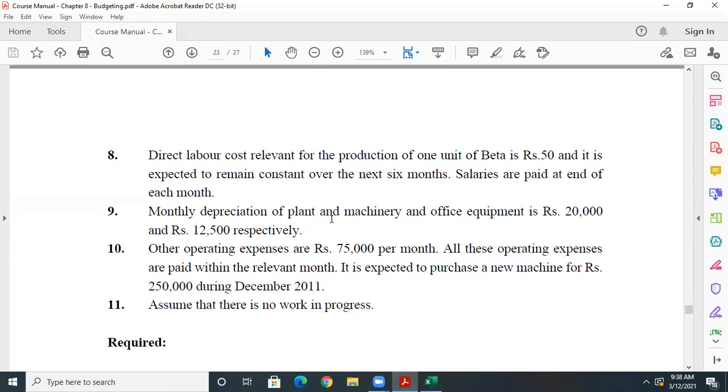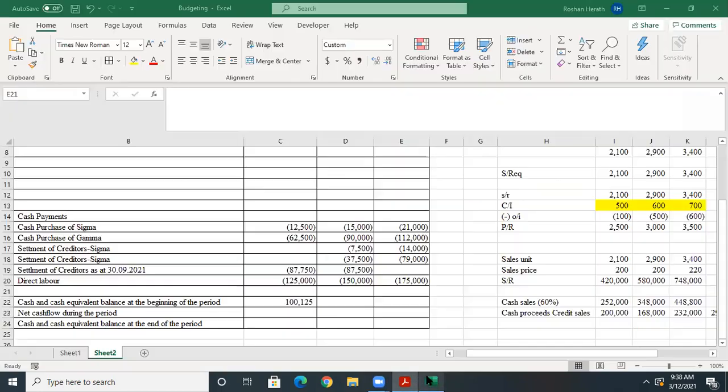The next month depreciation of plant and machinery is given. It is irrelevant because those are non-cash items. Non-cash items අපිට අදාළ වෙන්නේ නැහැ. Other operating expenses are 75,000 per month. All these operating expenses are paid within the relevant month. It is expected to purchase a new machine during December. Right. So the operating expenses තියෙනවා අපේ 75,000 ගානේ.